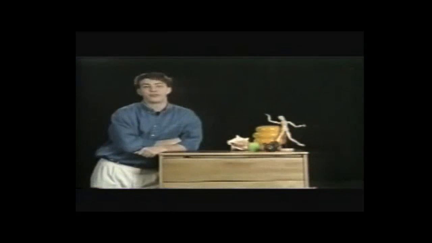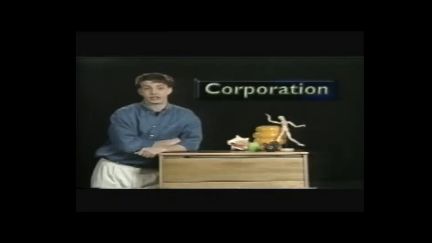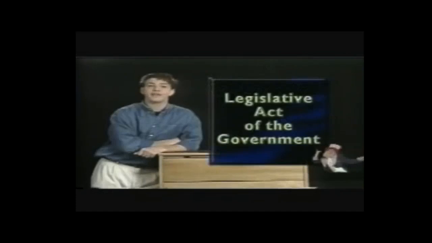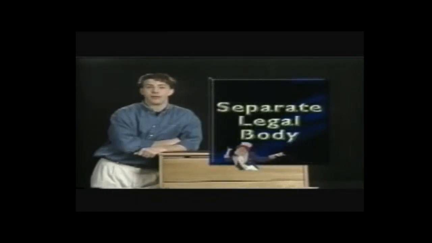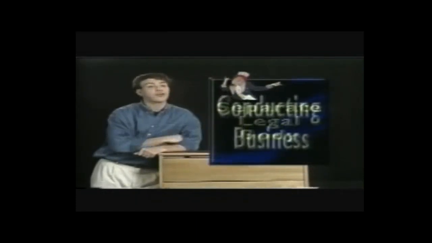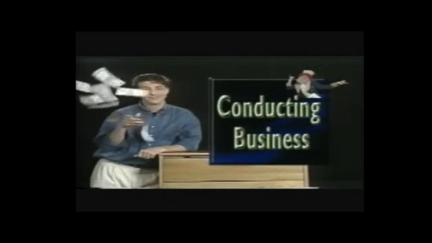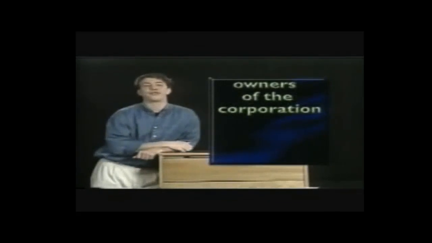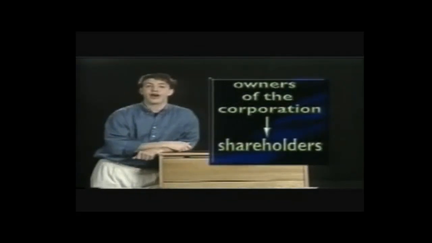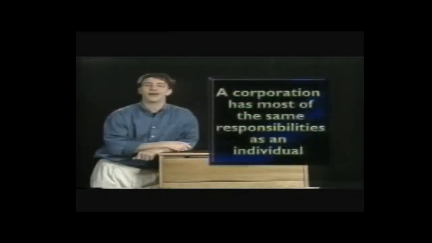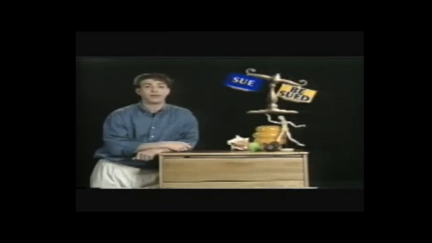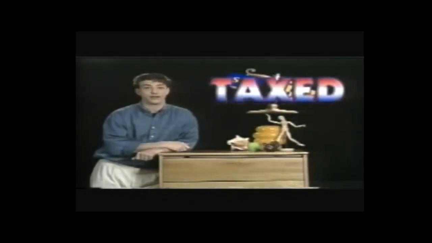The third type of business organization is called the corporation. The corporation as a form of business was created by a legislative act of the government as a separate legal body for the explicit purpose of conducting business. The owners of the corporation are the shareholders, or those who own stock in that corporation. How big your piece of ownership is depends on how many shares of stock you own. A corporation has most of the same responsibilities as an individual. It can sue and be sued, and is also taxed like an individual.